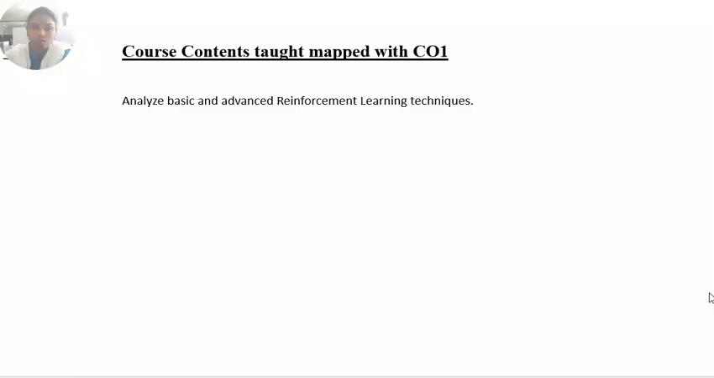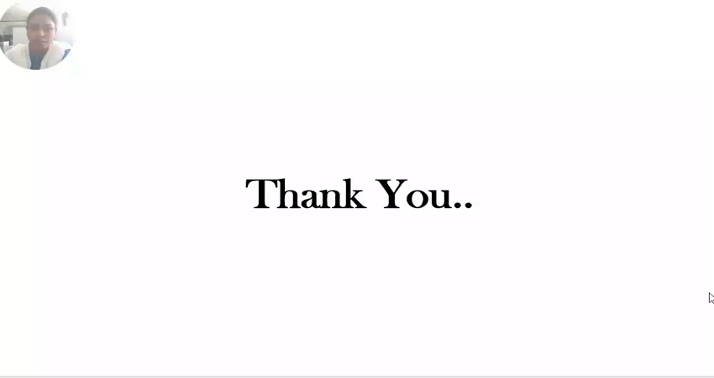So this is the course outcome which is mapped with unit number 1, that is CO1: to analyze the basic and advanced reinforcement learning techniques.